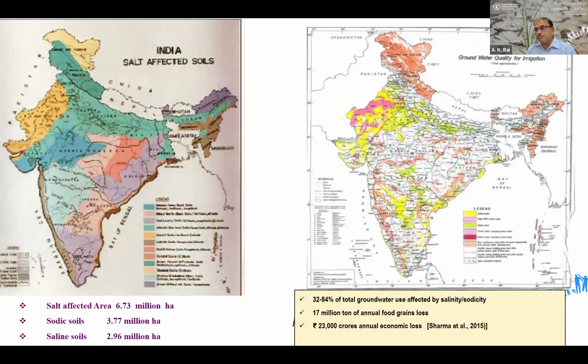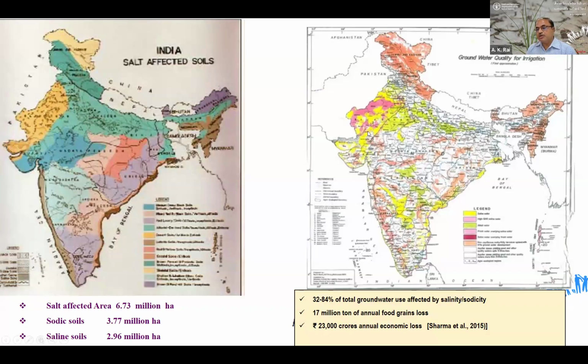Like in the Vertisol region, we have one regional research station of the Central Soil Salinity Research Institute. Likewise, in the coastal region, we have one regional research station in West Bengal, near Canning Town. There are also certain cooperating centers throughout this coastal belt in agriculture research universities. With this, in a network mode, we are trying to handle this problem.